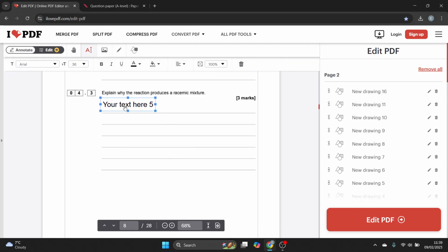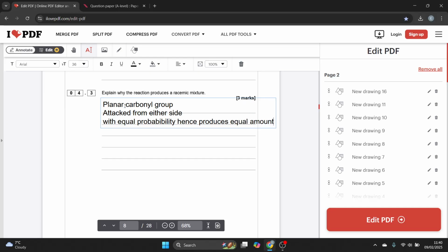Explain why the reaction produces a racemic mixture. It is a planar carbonyl group. It can be attacked from either side with equal probability and produces equal amounts of the enantiomers.